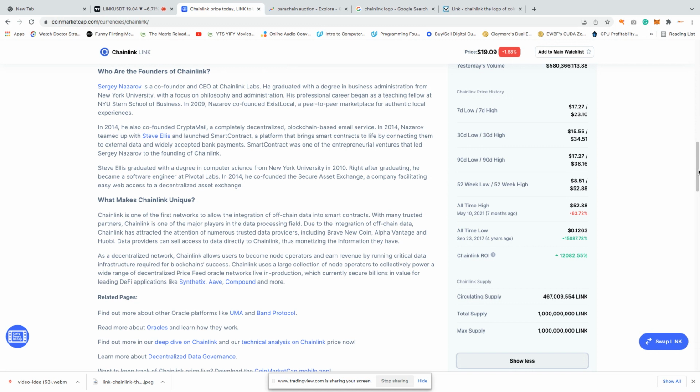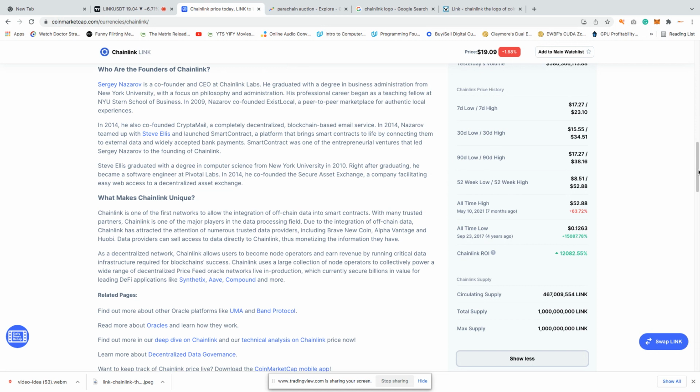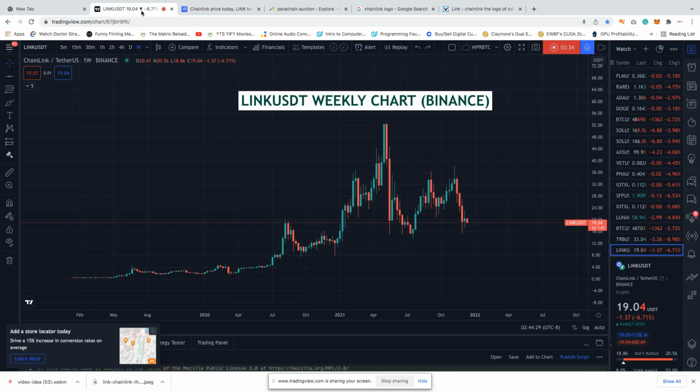According to CoinMarketCap, the all-time high since the listing of Chainlink was seen 7 months ago, and that is $52.88, around May in 2021. The all-time low, the lowest the price has ever dropped since the coin started trading on exchanges, was in September 2017, 4 years ago, at a price of $0.126. Now that we've gotten these figures, let's go back to the real chart.